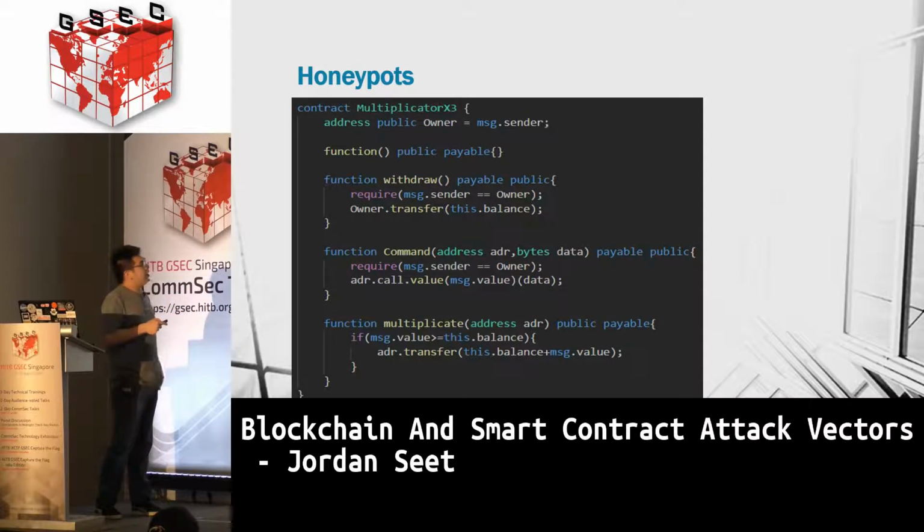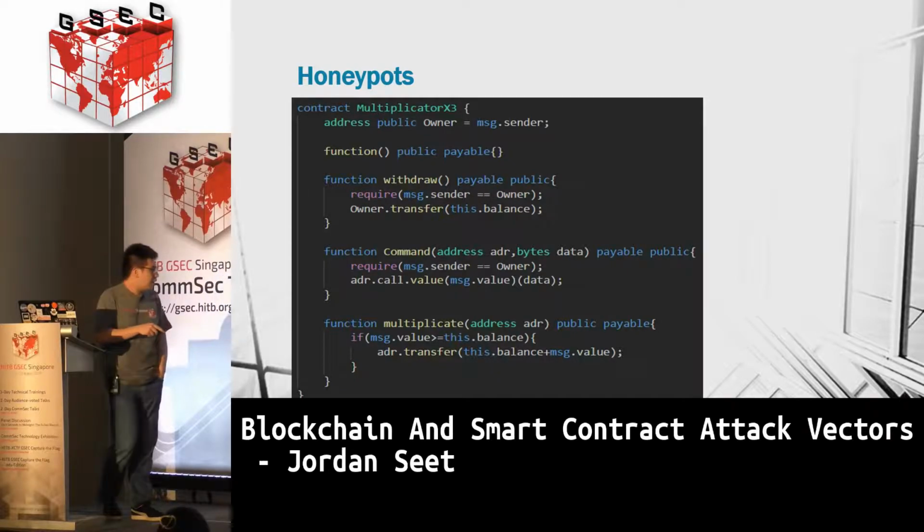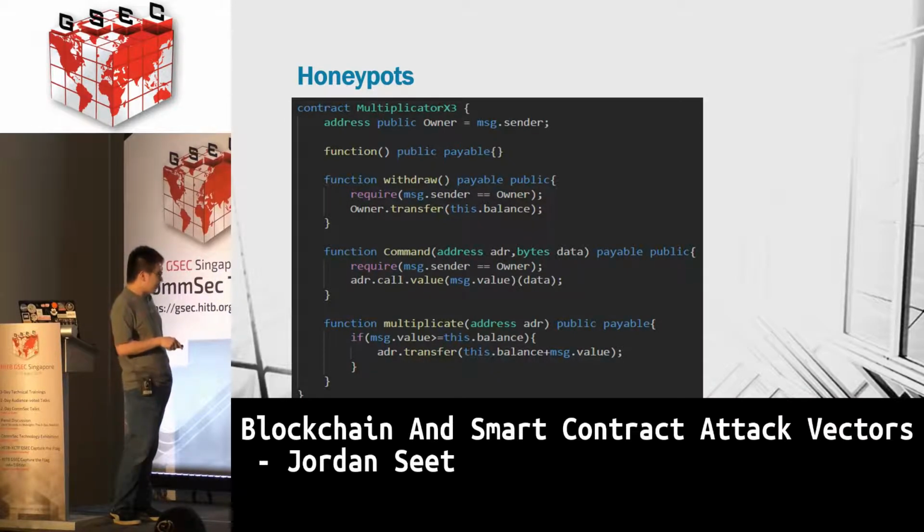What I have over here is a withdrawal method. This has a check that the person calling the function is the owner, which I mentioned just now. So this one is secure. This other method, again, has a require. Secure. But this method over here, multiplicate, doesn't have a require.